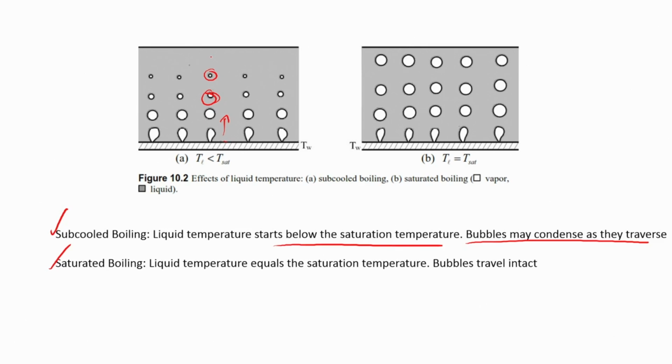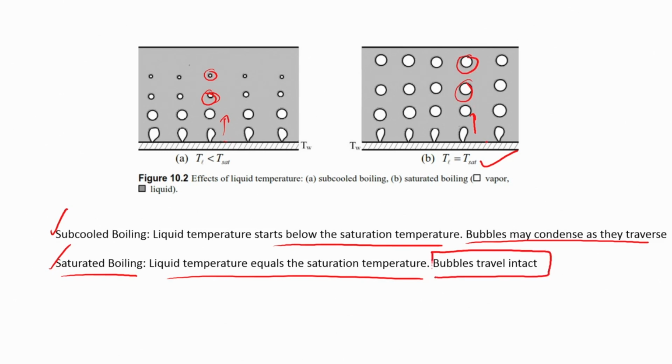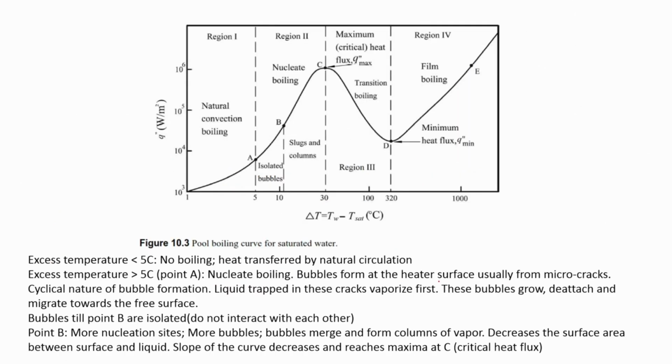Right. When the liquid temperature is equal to the saturation temperature, we get what we call saturated boiling. In saturated boiling, the liquid temperature equals the saturation temperature. So the bubbles grow, detach and traverse unharmed, basically unaltered in size. So the bubbles travel in an intact fashion. So these are the basic two differences between subcooled boiling and saturated boiling. These are the two major classes.